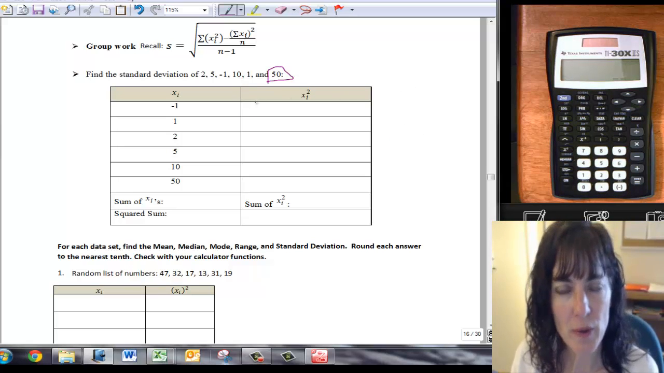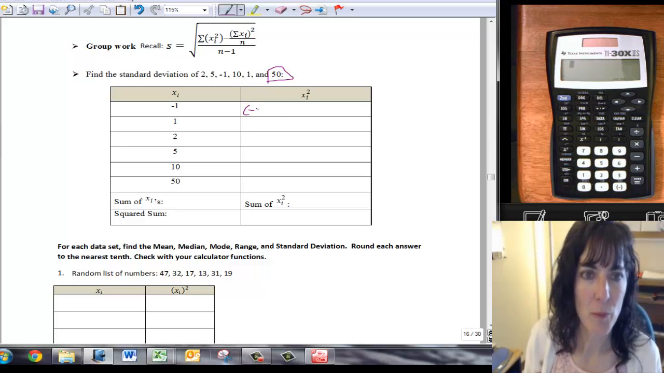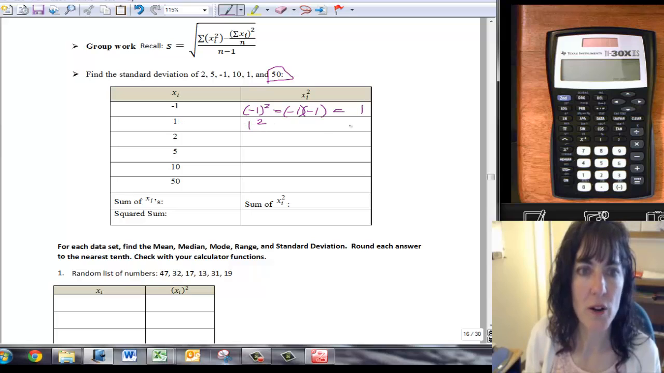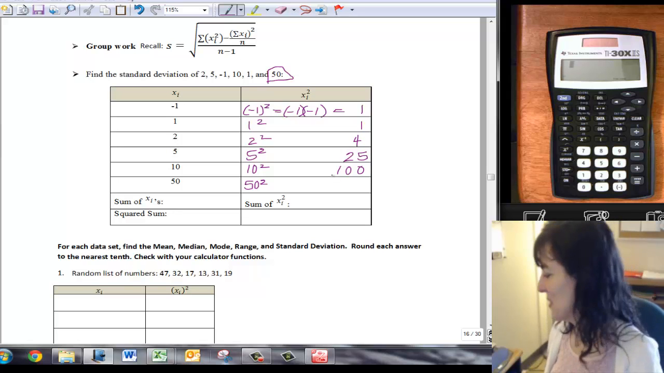Okay, I'm going to show you how I worked this so that you can see if you made any mistakes on it. I need to take -1 quantity squared for this column, so it's going to be -1 times -1, which is, of course, a +1. 1 squared, that'll give me a 1. 2 squared, that'll give me 2 times 2, which is 4. 5 squared, that's 5 times 5, or 25. 10 squared is 10 times 10, or 100. And then 50 squared is going to be 2,500, I think.